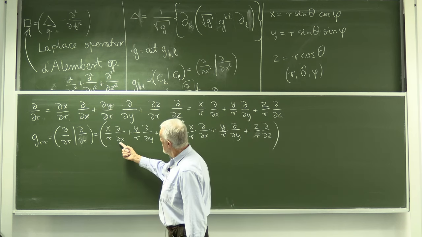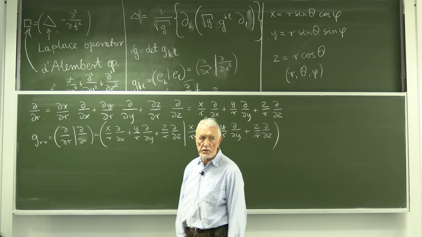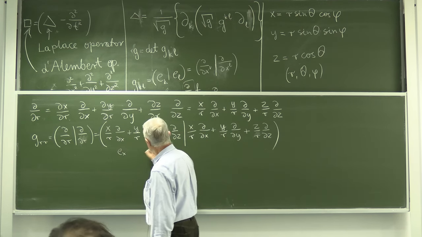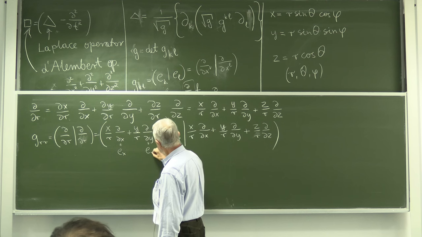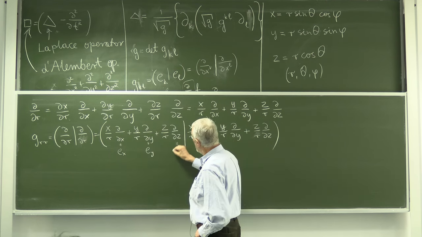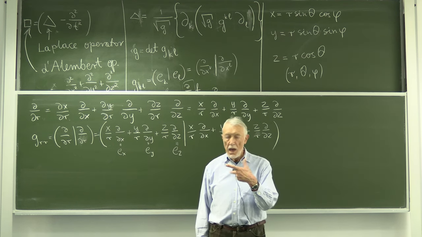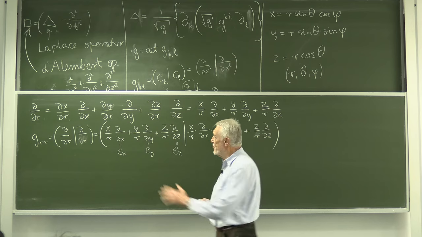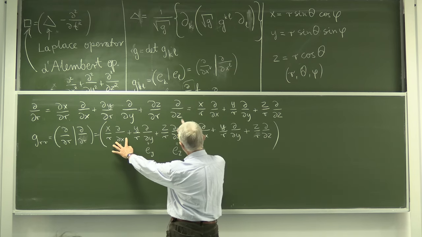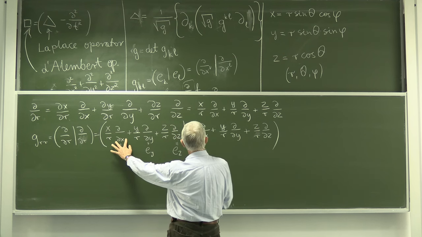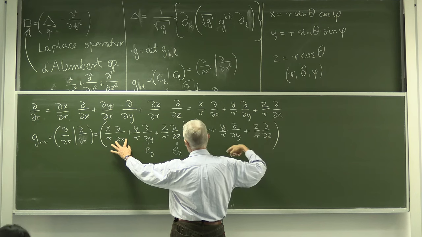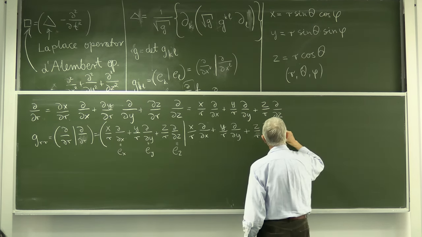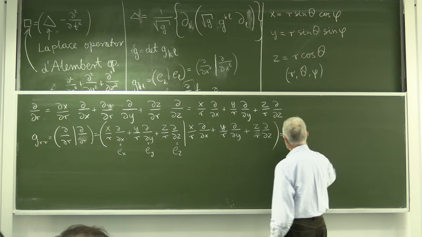But what are those d over dx, d over dy, d over dz? These are just the versors. This may be called ex. This is nothing but the versor of the y axis, and so on. They are mutually orthogonal, and their square with itself is equal to 1. Therefore, if I calculate the scalar product of this with those, so this vanishes, so I have a scalar product which is 1 times x square over r square.